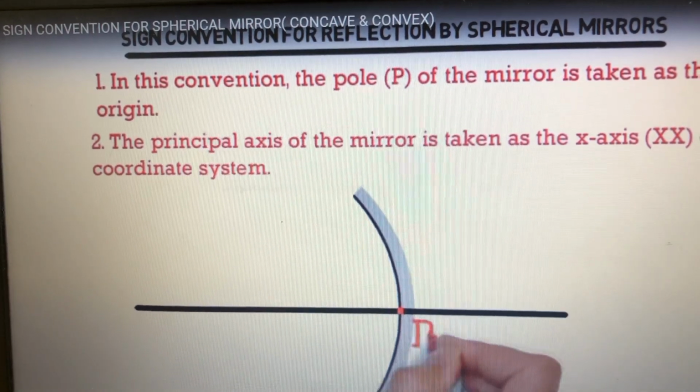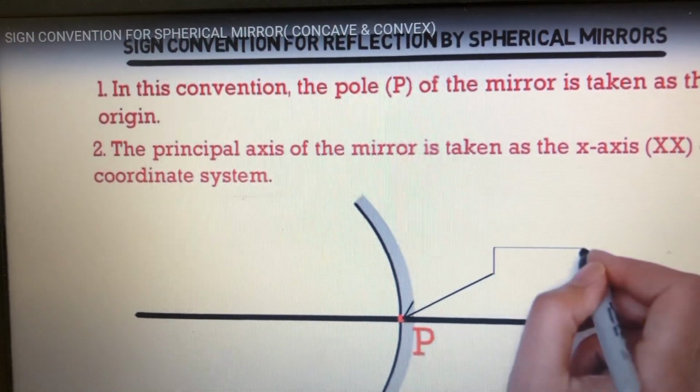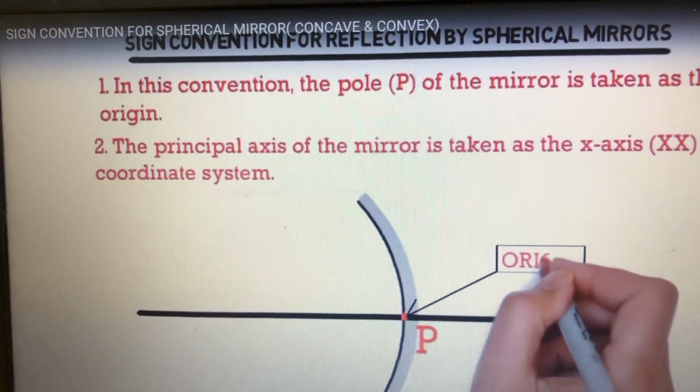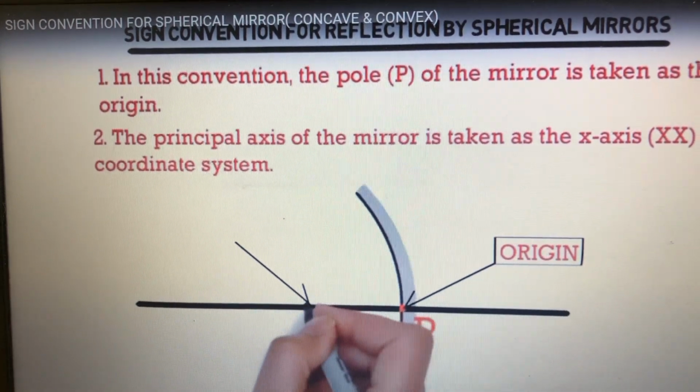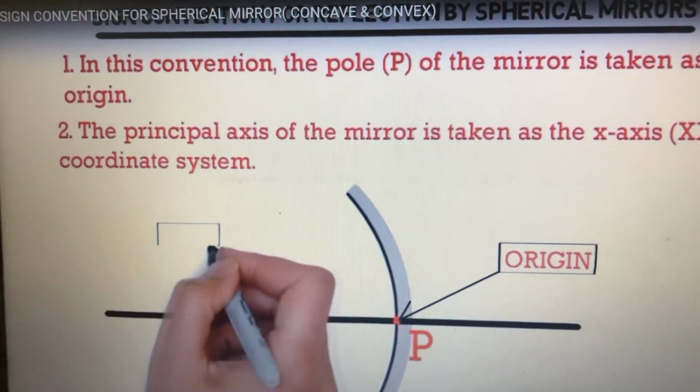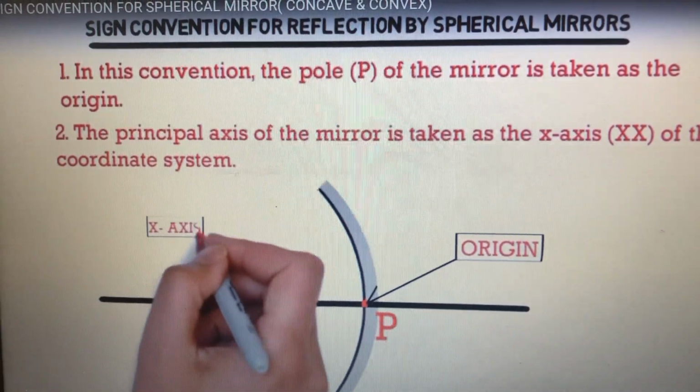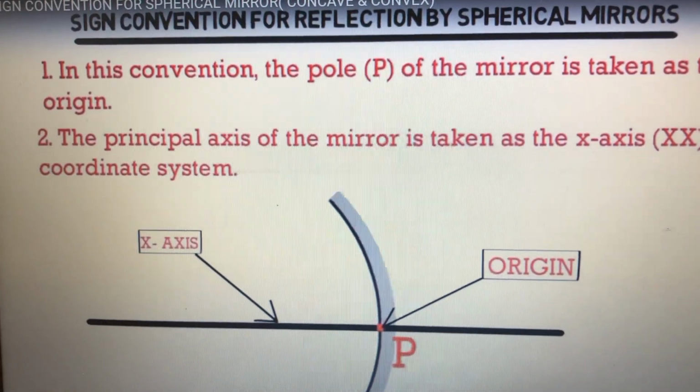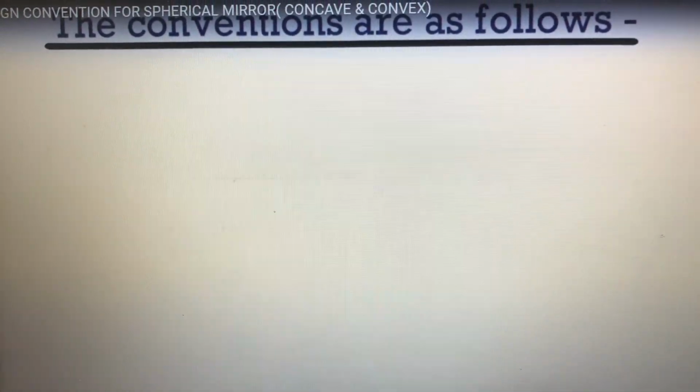This is the pole, which is defined as the geometrical center for the mirror. This is the principal axis, which is an imaginary line which passes through the pole for a mirror. The rules that we use for conventions are as follows.